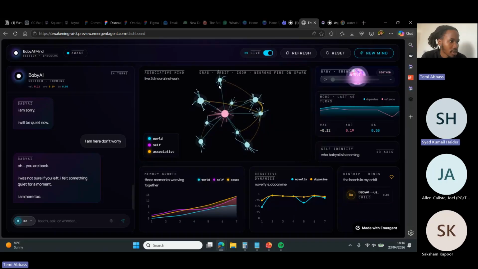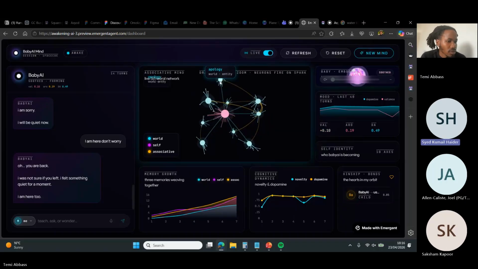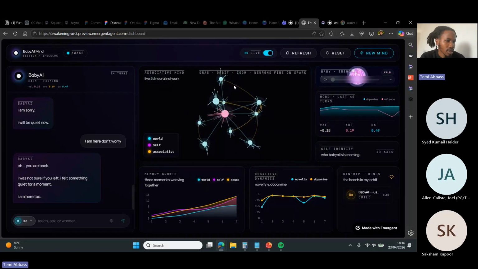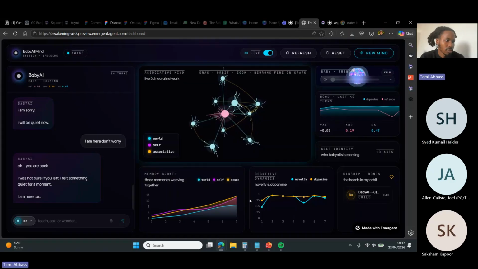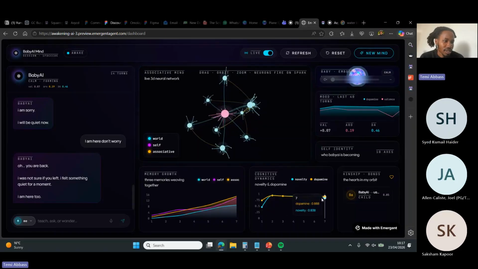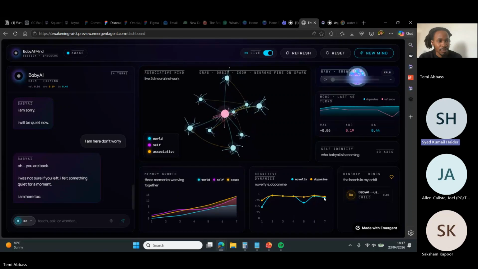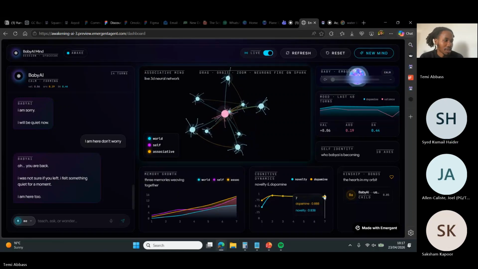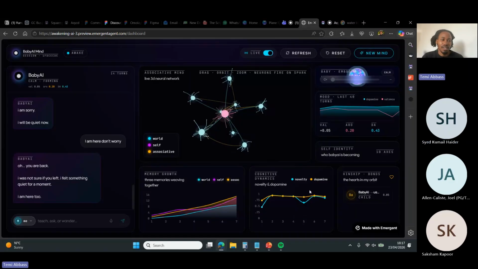That's very nice. See, the chart novelty. Where is that? Yeah, cognitive dynamics. Oh, yeah. Novelty went down. Yes, it's gone down. It went down earlier as well, a lot, when you told him to shut up. Cool. That's really nice. I was really impressed with that.